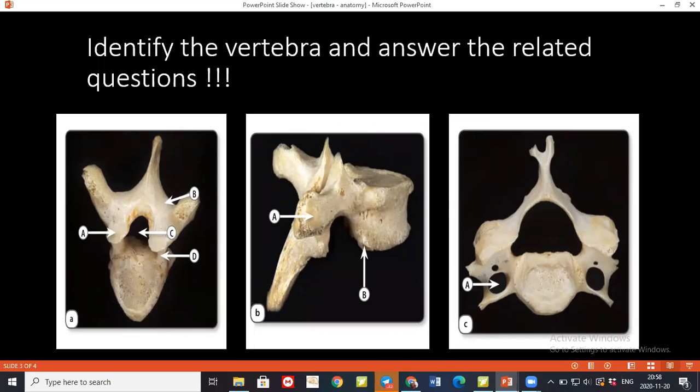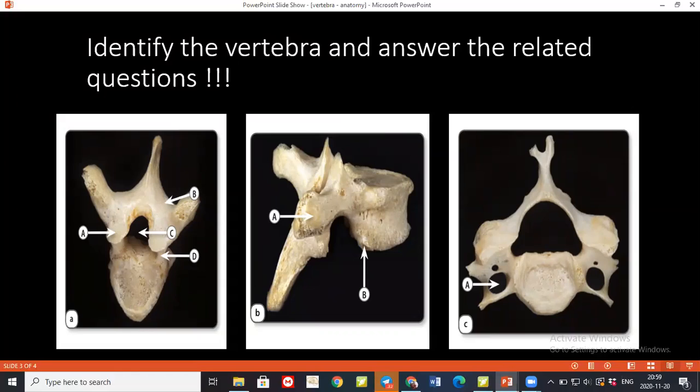What are the movements present at the lumbar vertebrae? Actually, ma'am, the movements are flexion, extension, lateral flexion, and axial rotation. At what level does the spinal cord end in an adult and in a newborn? Ma'am, in a newborn it ends at the level of L3, and in an adult it ends at the level between L1 and L2.